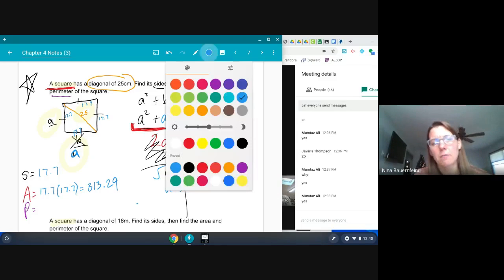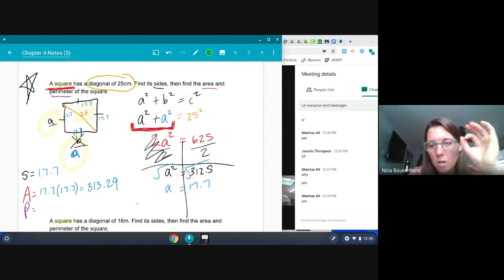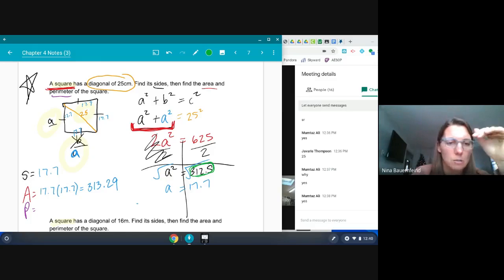If anyone's really catching on to this, one thing you'll notice is technically the area would be this because it would be a squared. We can talk about that later, but it's a times a, which is a squared. But whatever, this is what will be just fine on the quiz.